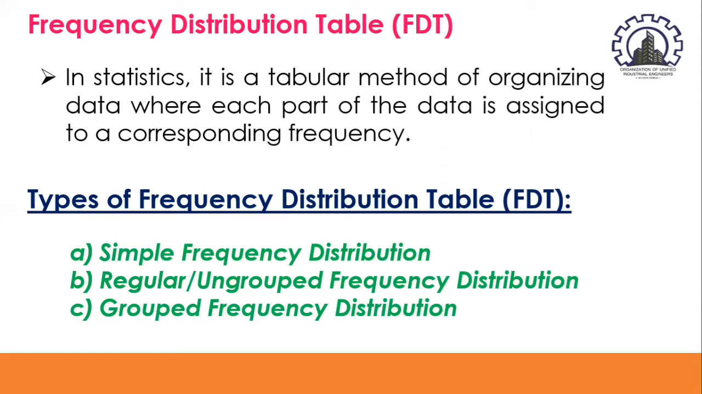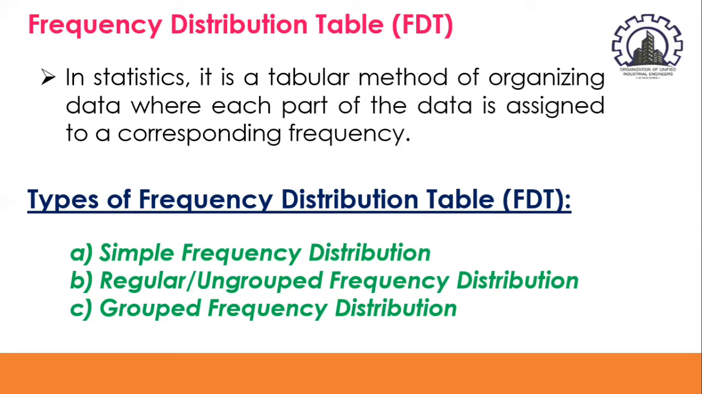Now, there are different types of frequency distribution tables depending on the level of measurement, nature, and size of data collected. These include the simple frequency distribution. Second, we have the regular or ungrouped frequency distribution. And finally, we have the grouped frequency distribution. In order for us to better understand each of these types of frequency distribution table, let us discuss them one by one, starting with the simple frequency distribution.